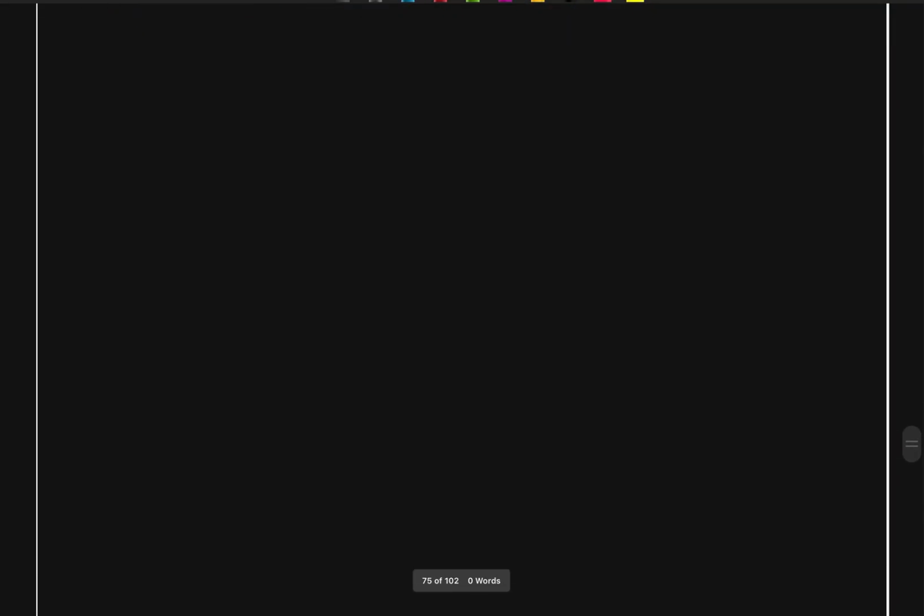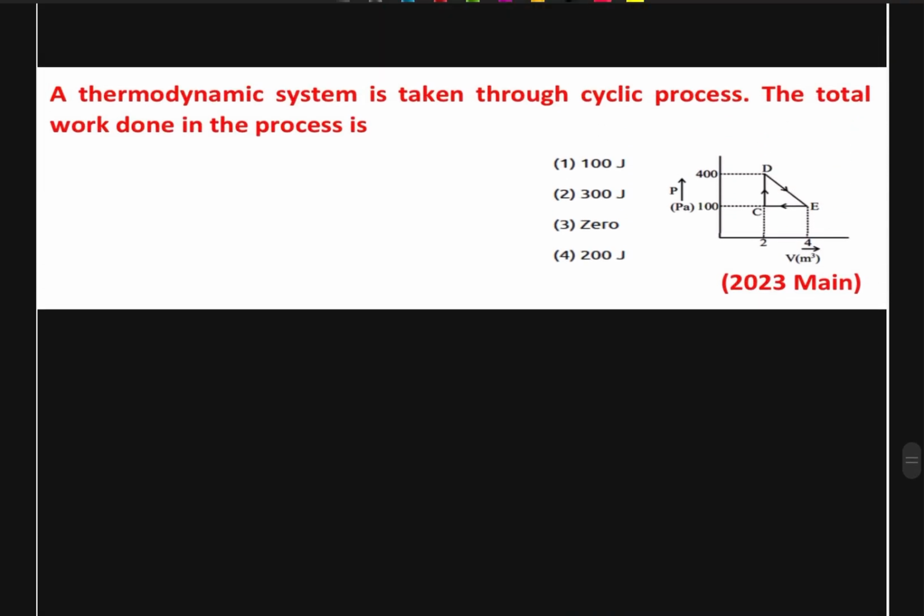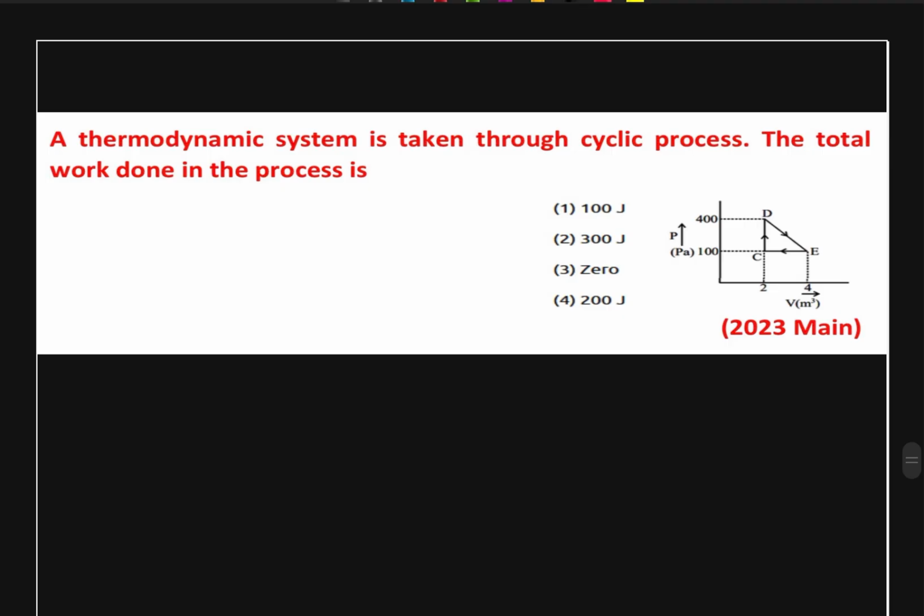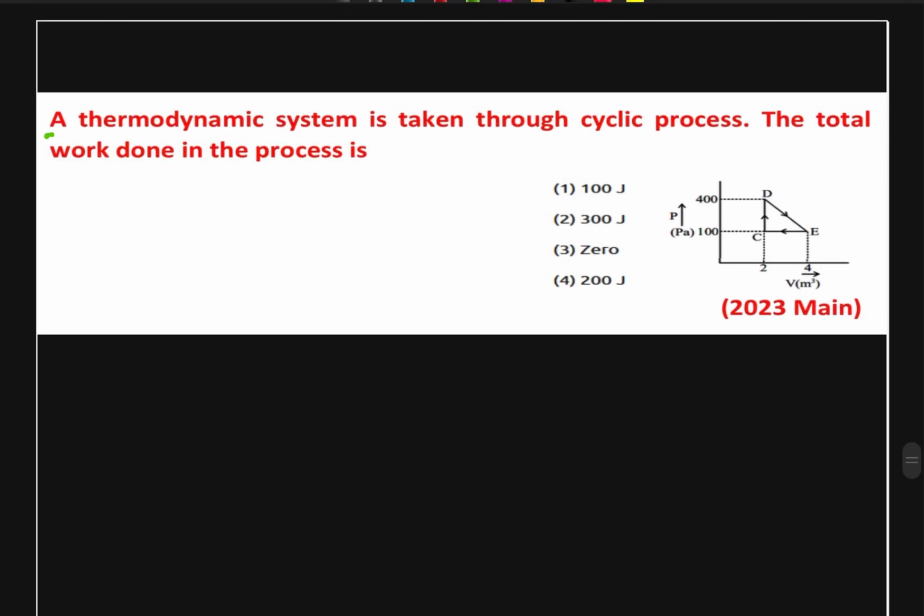Next question. It states that a thermodynamic system is taken through a cyclic process. The total work done in the process is, a basic PV diagram is given to us, which is cyclic DECD, and which forms a right angle triangle.